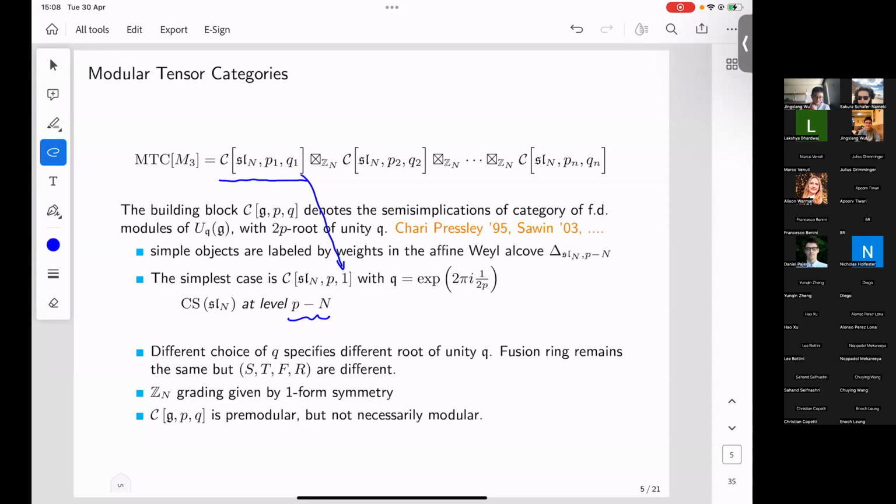And it's known that. Quick question. For other Qs, are these just like Galois conjugates of Q equals 1, or is it more complicated? Some of them are, but in general, it's not. I see. Thank you.